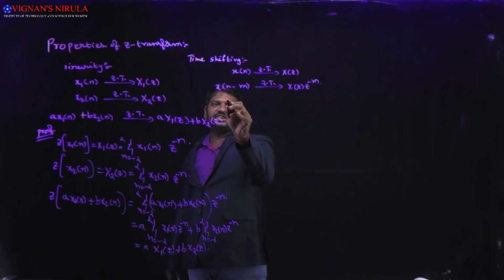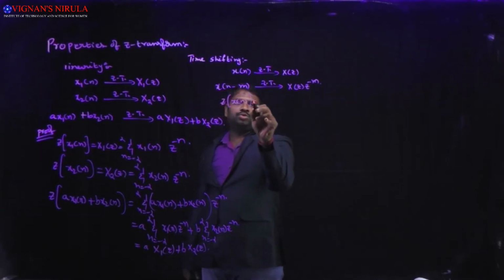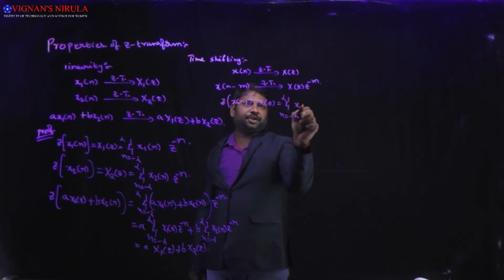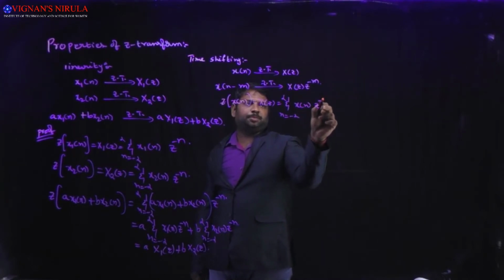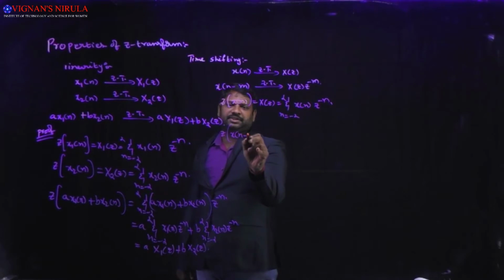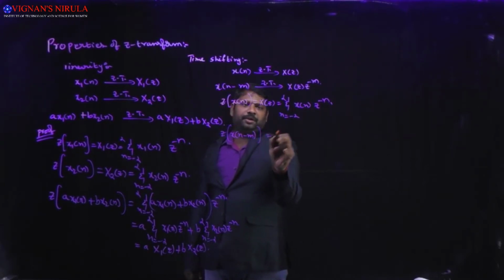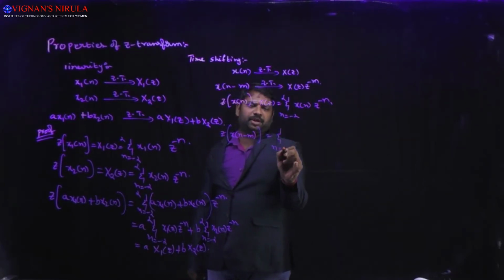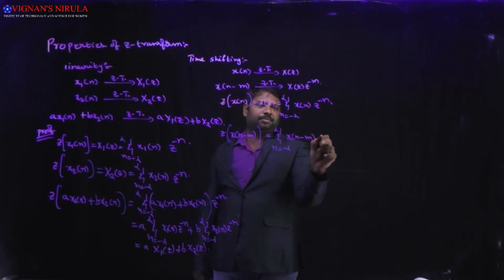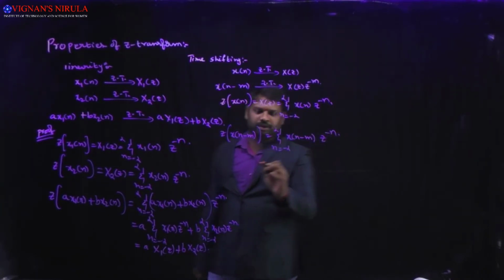Simply, first take the Z transform of x of n, which is x of z, given by summation n varies from minus infinity to infinity, x of n z power minus n. Then the Z transform of x of n minus m will be given as summation n varies from minus infinity to infinity, x of n minus m z power minus n.